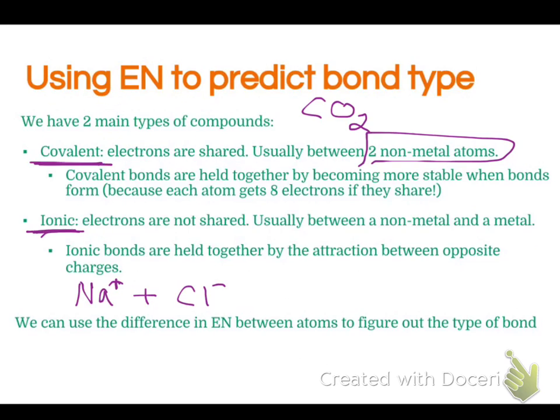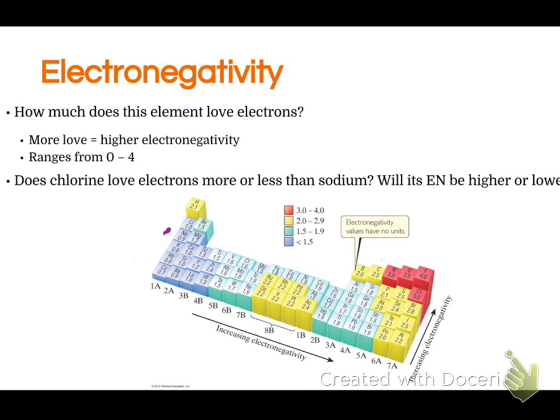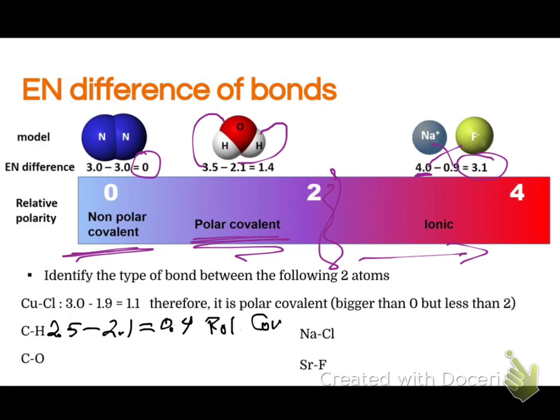Our next one is carbon and oxygen. So let's go back here. Carbon is still 2.5 and oxygen is 3.5. So I'm going to take the big one minus the little one. You get 1. So that is also a polar covalent bond.